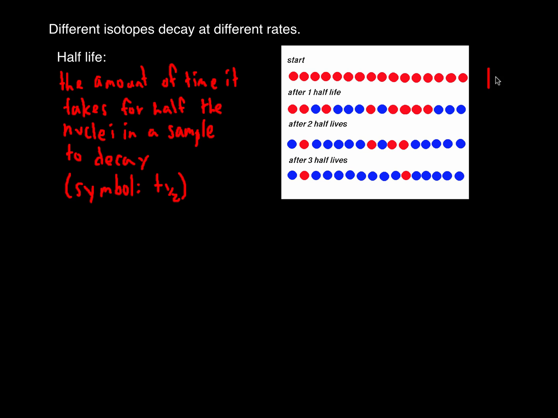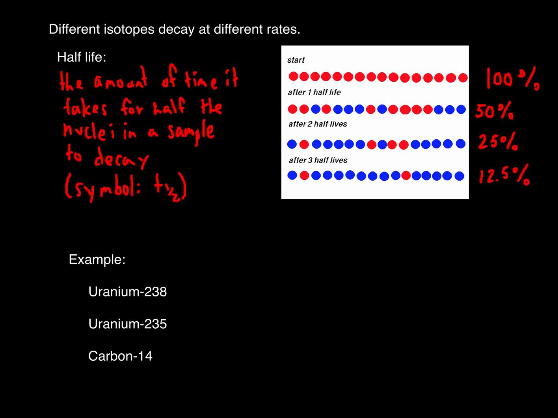So if we started with 100%, after 1 half-life we end up with 50% of the parent nuclei remaining. After 2 half-lives, we end up with 25% of the parent nuclei remaining. And after 3 half-lives, it's cut in half again, and we get 12.5% remaining. The smaller the half-life, the more radioactive the isotope is.